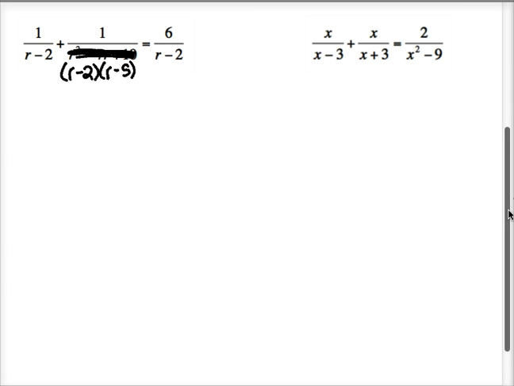So if I look at how I can get rid of these denominators, well, now I can see all I have to multiply by is an r minus 2 and an r minus 5. That will eliminate everything in my denominators. So that's what I'm going to do. I'm going to multiply everything by r minus 2, r minus 5.